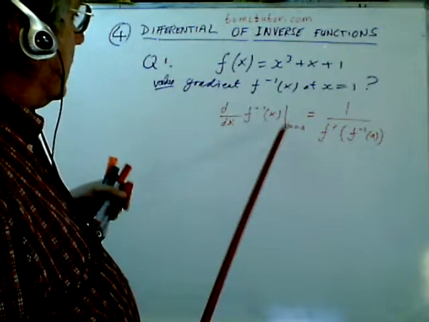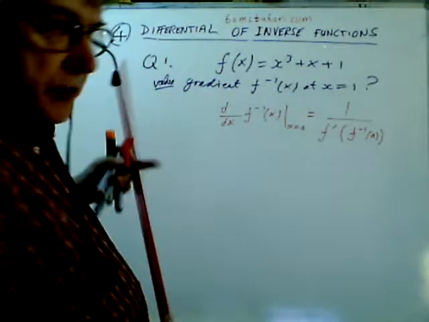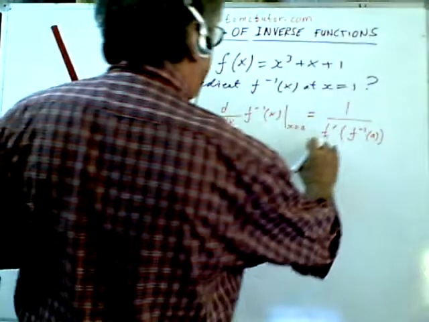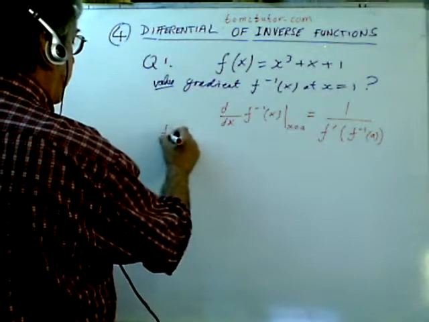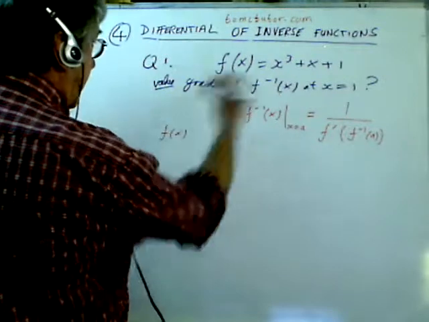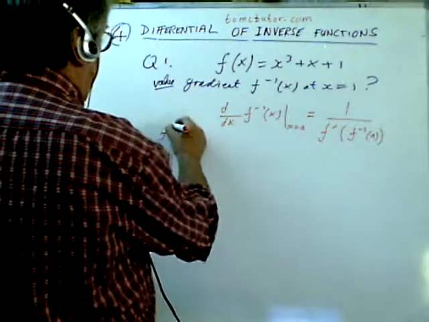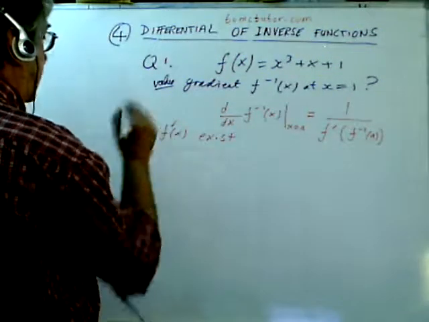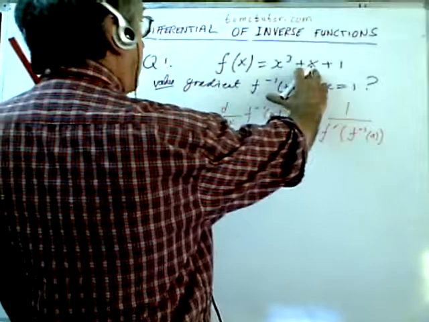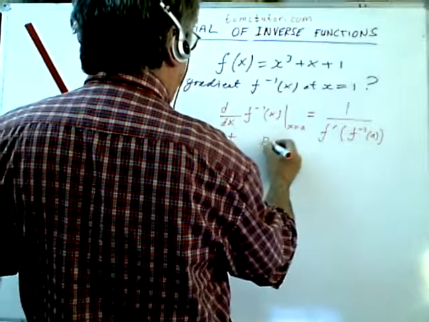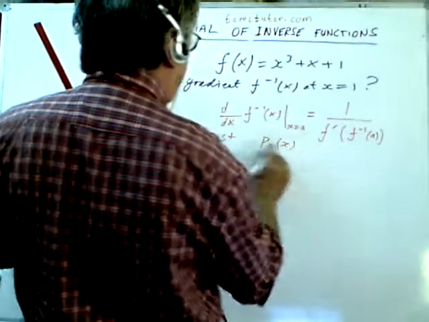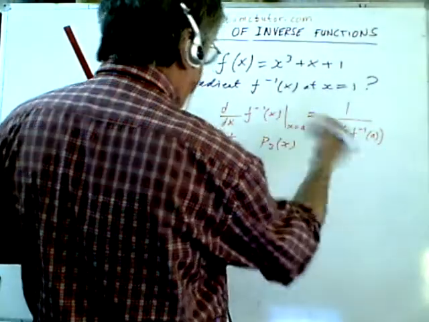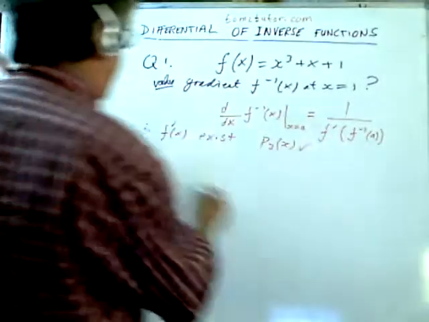Now we can use this here to solve this problem, but there is a condition. We have to check certain things. First of all, the function f of x has to be differentiable. So the f dash of x must exist. So that's the first requirement that we have to check. It's an order 3 polynomial in the reals of x. Therefore it exists and it's differentiable. So there's no problem there.